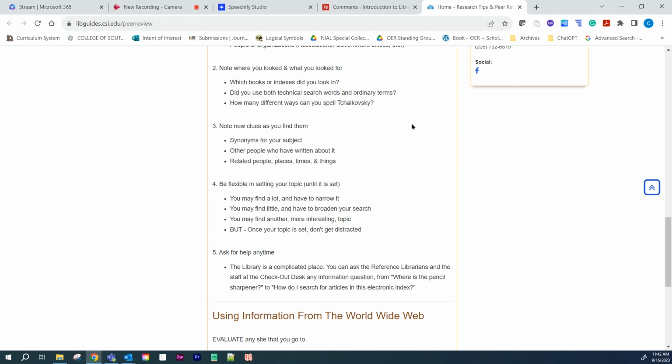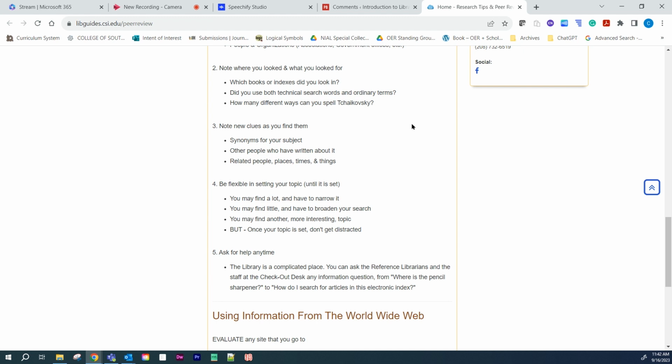And also, again, I would be flexible in what you write on, what you're going to decide to write, until it is set, until you've done a lot of research, because it may be that you want to write about a related topic than your original topic. Again, finding a good research topic is half the battle. Once you find it, after you research it, you may switch. And so don't be so rigid in what you decide to write about.